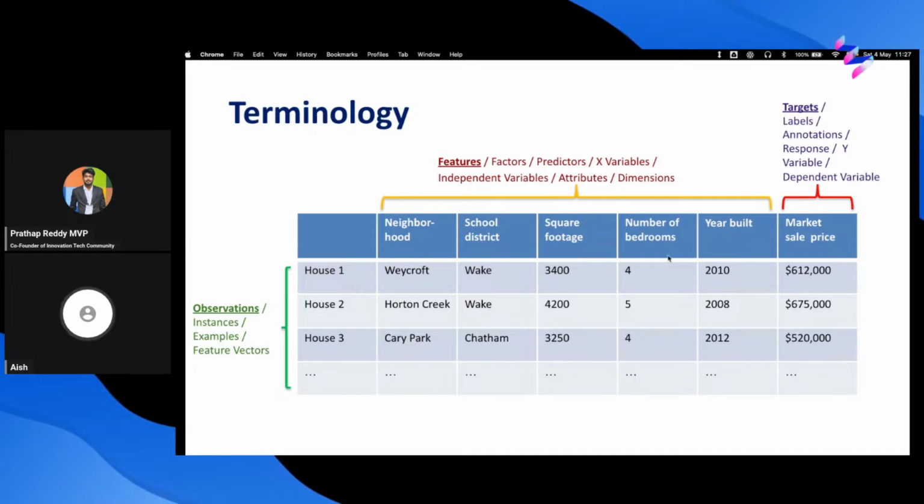Then the school district and the square footage. So bigger houses will have a higher price. Then the number of bedrooms. A large number of bedrooms will also be a factor in the house price. Which year was it built in? Is it very old? Is it relatively new? And this is the final output: this is the selling price of this house. This is, I don't know, maybe 70 lakhs or 80 lakhs or 50 lakhs or something like that. So this will be the market sale price.